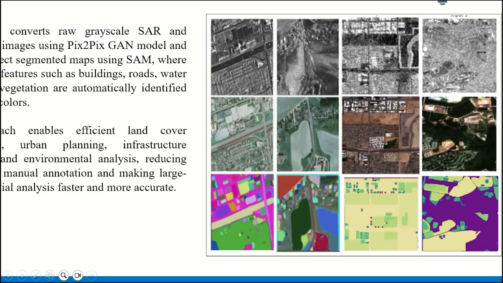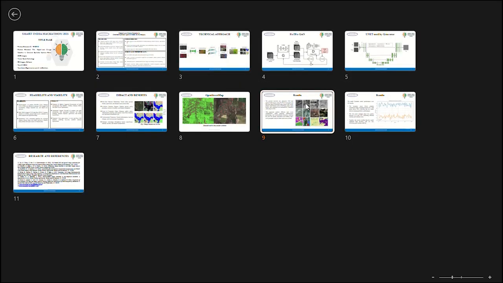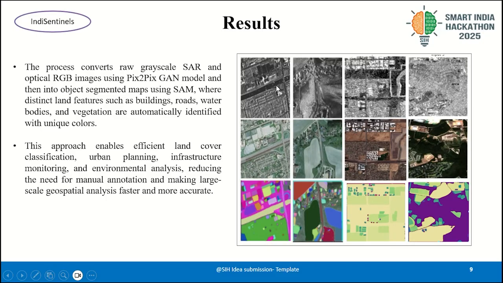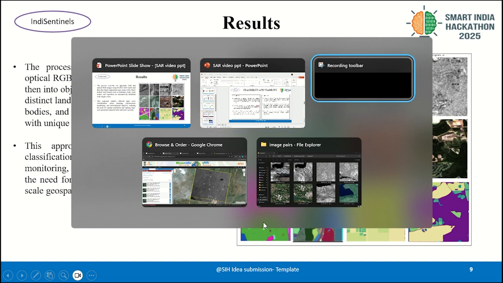These are the actual results of our model. As you can see, these are the grayscale images. These grayscale images were then converted into RGB images using the pix2pix GAN model. GAN is a generative adversarial network model, and using this model we segmented the image. As you can see the segmentation of the images, and the Segment Anything Model, that is the GeoSAM model, separates the vegetation, buildings and roads. So that's how the model is working.